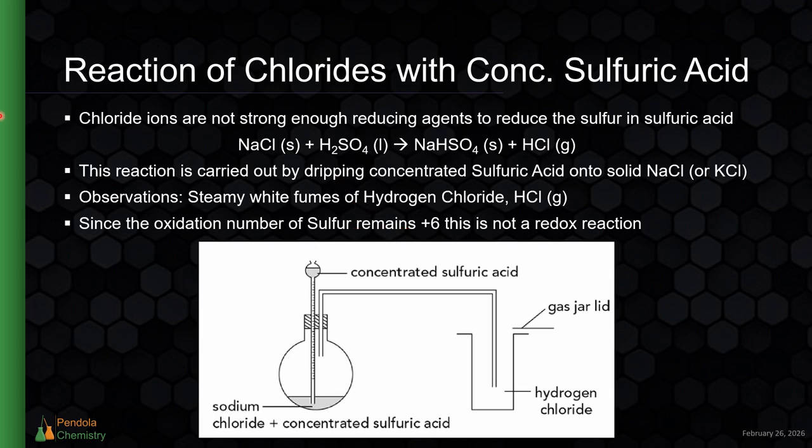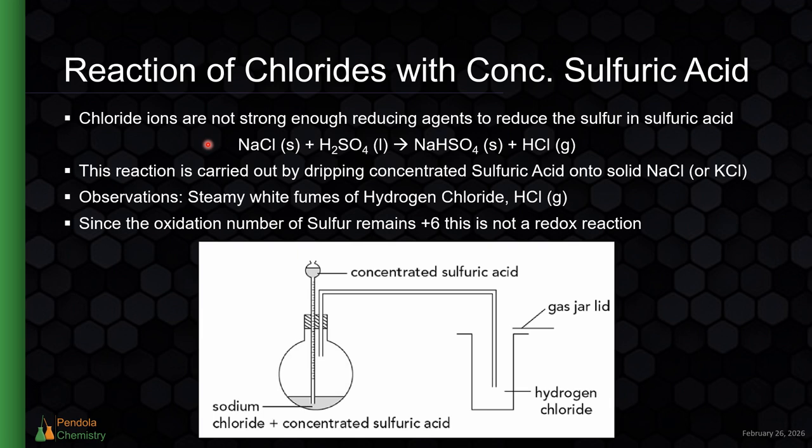The oxidation number for the sulfur in the sulfuric acid is +6. When we look at the product side, the oxidation number of the sulfur in the bisulfate ion is also +6. So there's no change here in oxidation numbers, and therefore there is no redox reaction when the chlorides react with sulfuric acid.